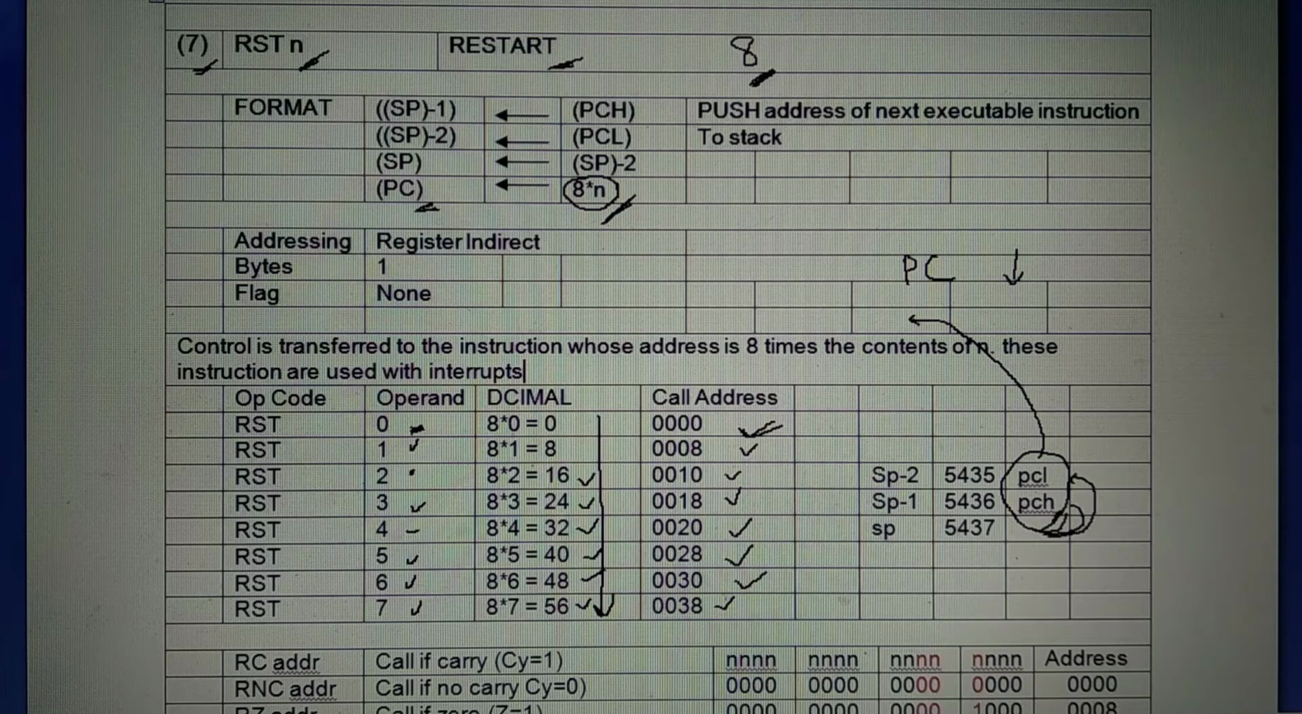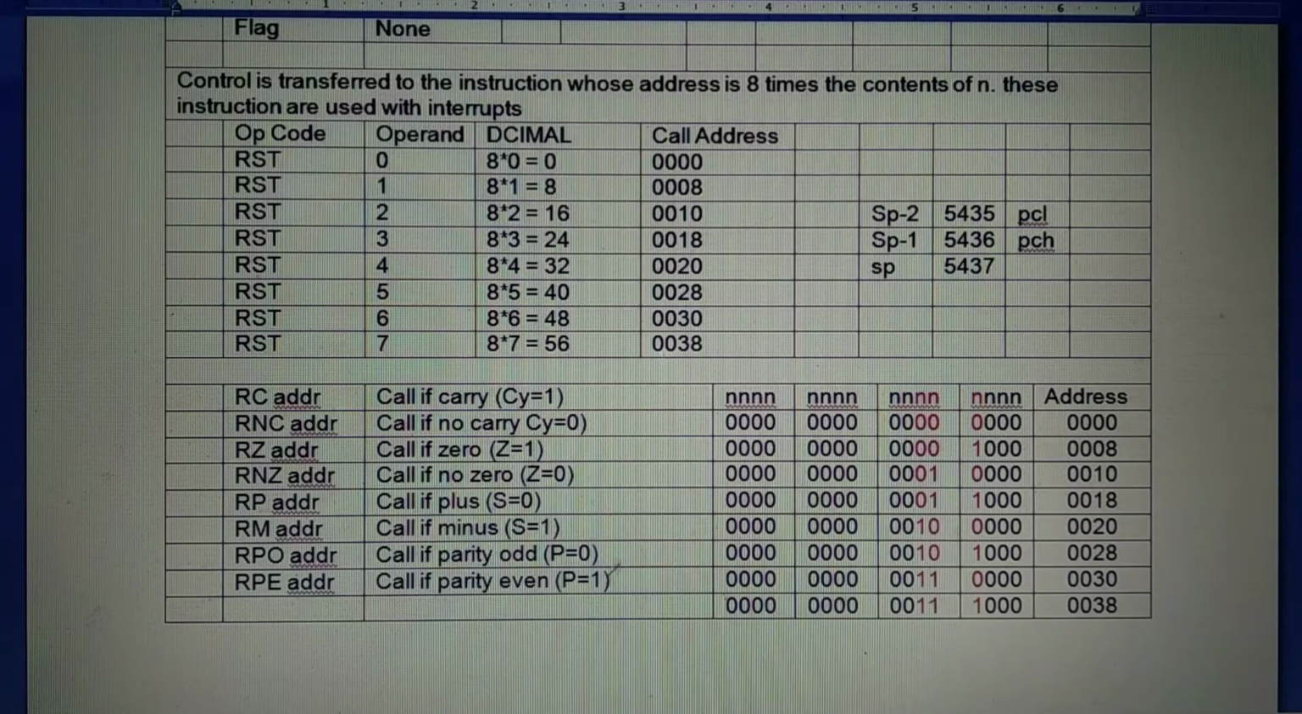By one more formula, you can get the call location. Here that formula is given. Don't consider this part for this instruction; this part is not required. You have 0 to 7, which means that to represent 0 to 7, 3 bits are required.